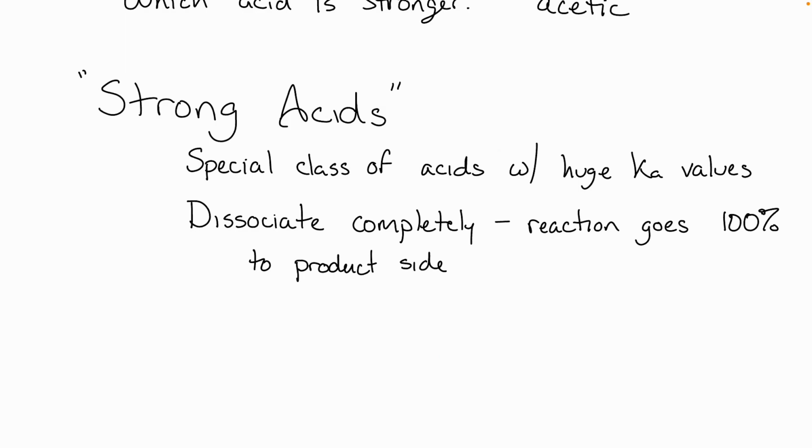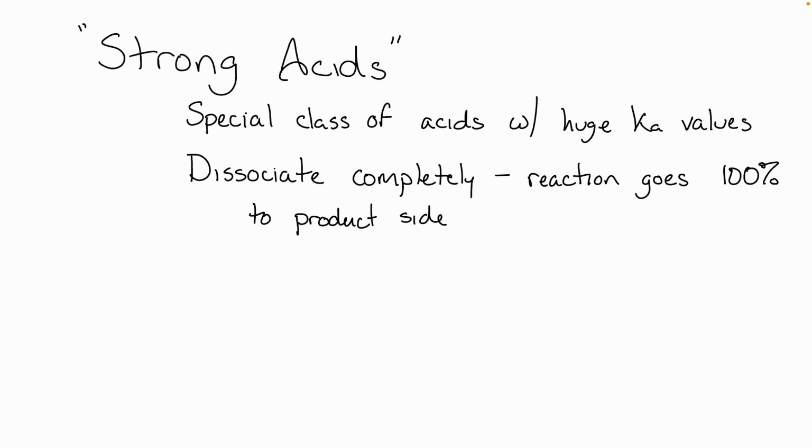All right, so our 6 strong acids are, first of all, half of them come from the halogen column: HCl, HBr, and HI. There's one halogen that's left off this list. HF is actually not a strong acid. It is a weak acid.